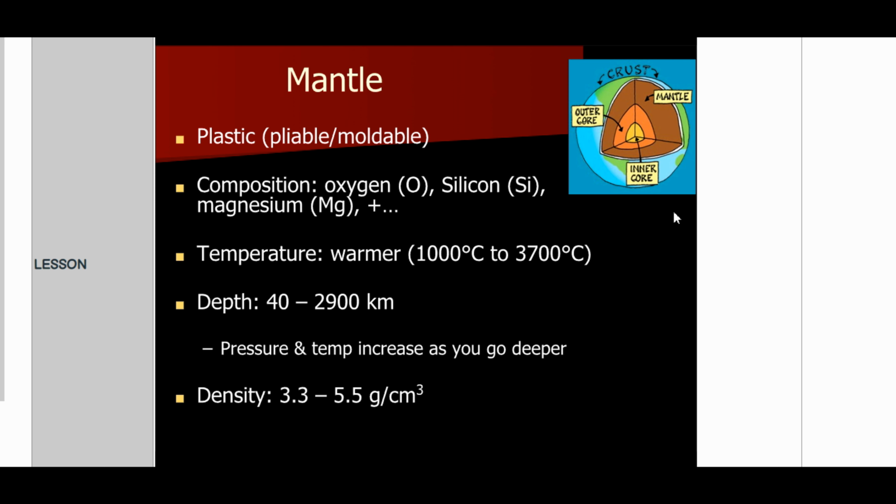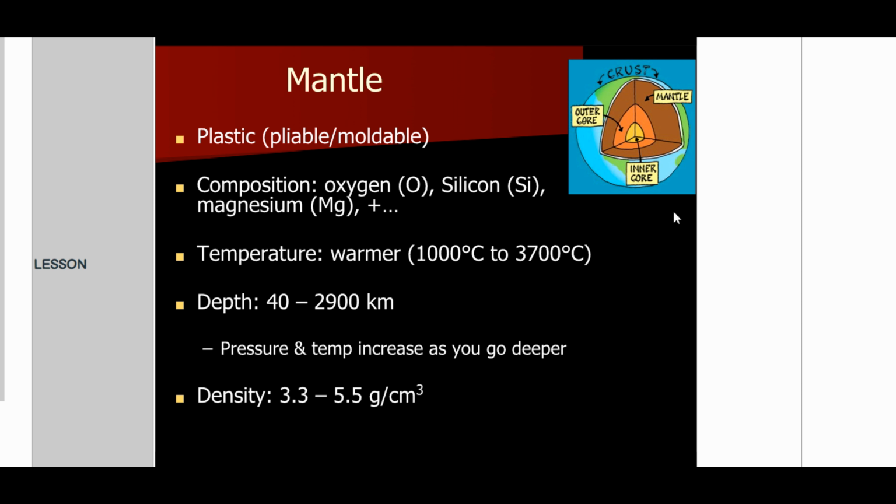It contains oxygen, silicon, and magnesium, and the temperatures here at the top of the mantle are that same 1,000 degrees Celsius that's the bottom of the crust, because they meet right there. And then as you go deeper into the mantle, it goes all the way up to 3,700 degrees Celsius. The depth of the mantle, it goes from 40 kilometers deep all the way down to 2,900 kilometers deep. And the deeper you go, the higher the temperature and the pressure gets.